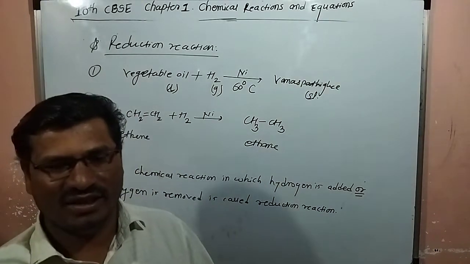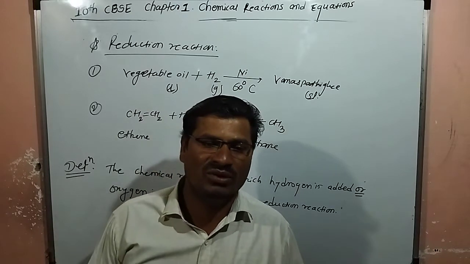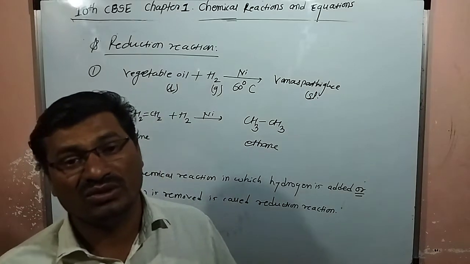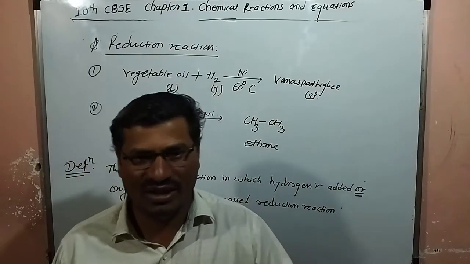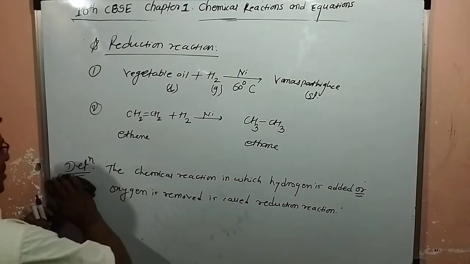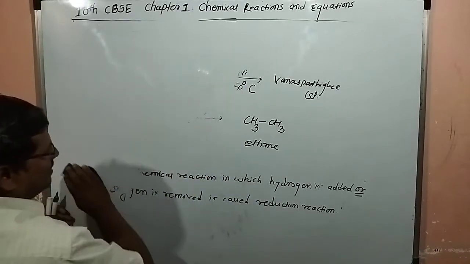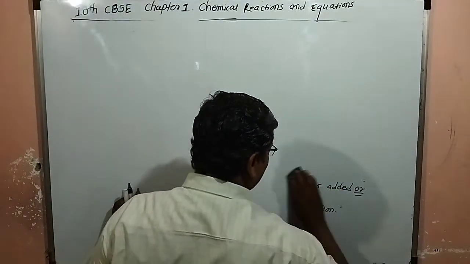Oxidation and reduction are exactly opposite to each other. After this, the next type of chemical reaction we are going to study is the redox reaction. In a redox reaction, oxidation and reduction occur together. Redox means reduction plus oxidation.